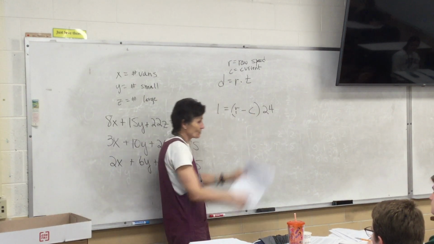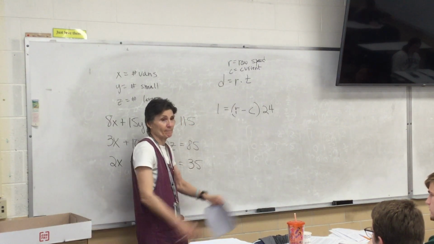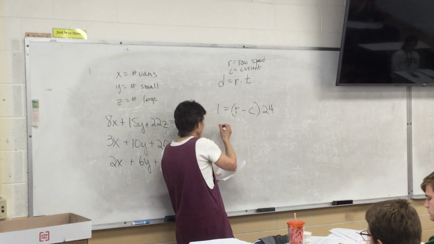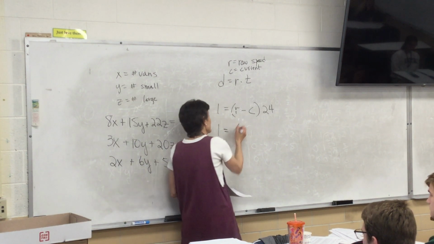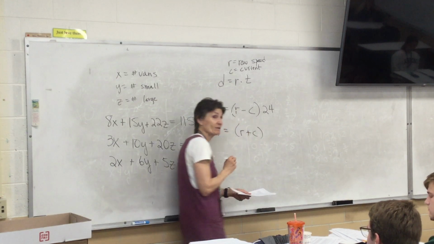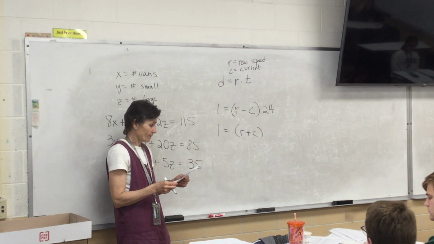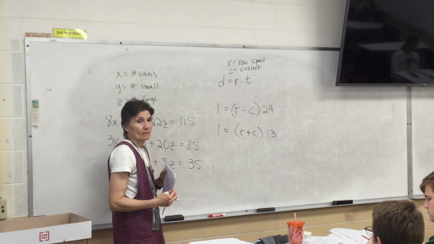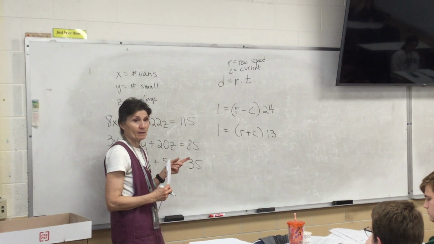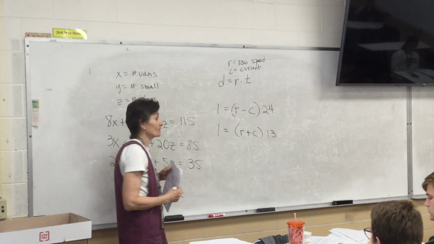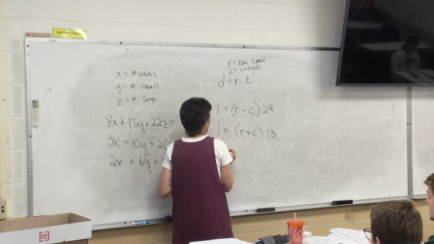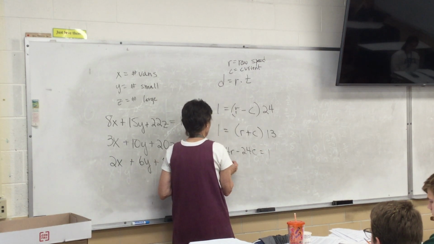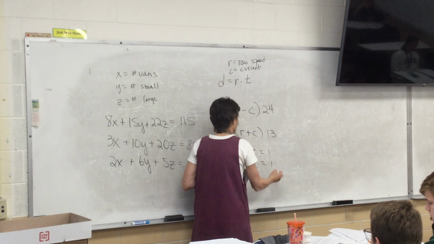Now, what if I'm going downstream? What's happening then? The current is pushing me, so I'm going the same distance, the same mile, but now my speed is R plus C. I'm going faster, pushed along, and that's 13 minutes. So what have I got here? A system of equations. If I distribute, I have 24R minus 24C equals 1, and 13R plus 13C equals 1.